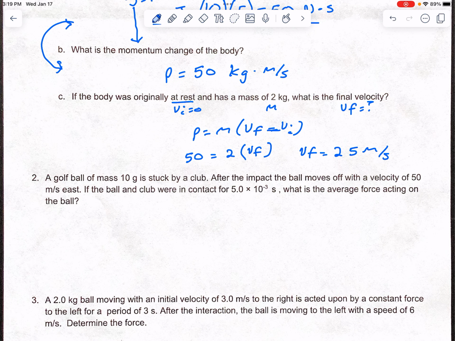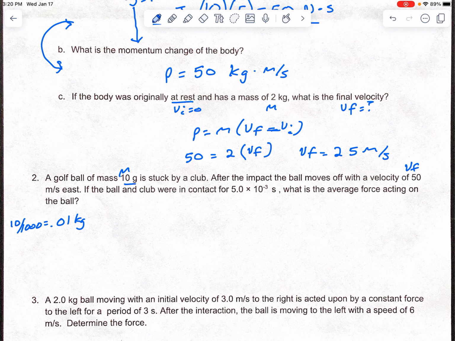A golf ball with a mass of 10 grams. You cannot have the grams. Remember, there's 1,000 grams in a kilo. So 10 divided by 1,000 is going to give you 0.01 kilograms. So there's your mass. After the impact, the ball moves off with a velocity of 50 meters per second. That means the ball was originally sitting there, and then it left with a velocity of 50 meters per second. So my final velocity is 50.